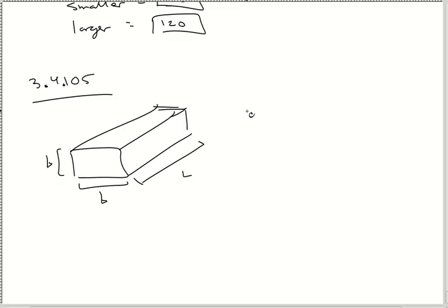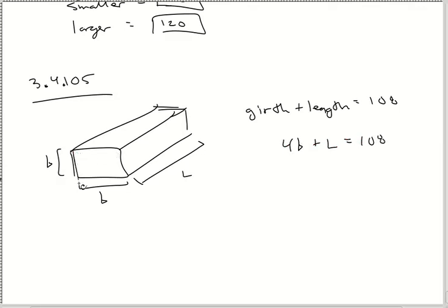What they're saying, their formulas are very strange here. They're going to say girth plus length is equal to 108. And I'm like, awesome, bro. I know exactly what you mean by girth. What their real formula is, 4b plus L is equal to 108.